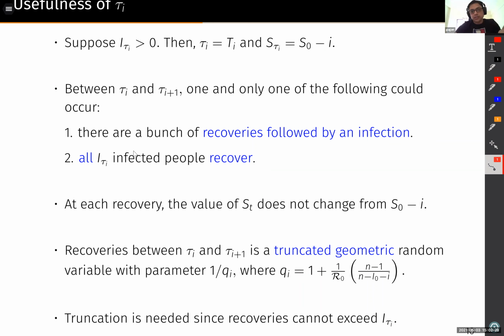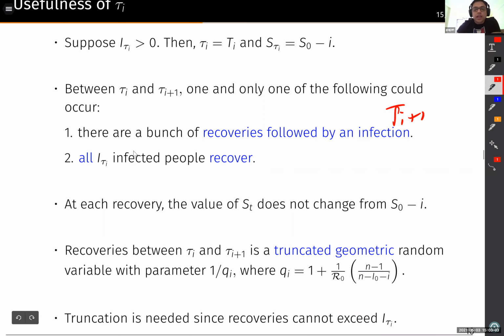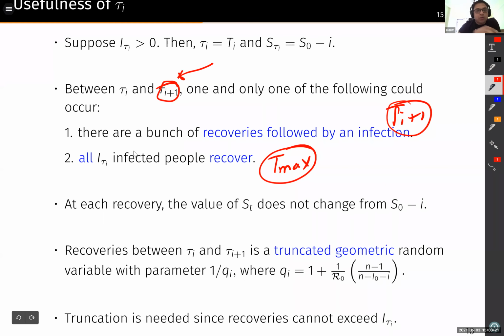In that sense, this stopping time would have occurred. The stopping criterion for tau I plus one would have occurred, and consequently our observation window would have ended. Alternatively, what can happen is that between tau I and tau I plus one, all the I of tau I infected people recover. So these are the two possibilities. Either there is a bunch of recoveries followed by an infection, which means the criterion for tau I plus one was satisfied, or all the I of tau I infected people recover, which means the criterion for T max is satisfied. And since tau I plus one is the minimum of these two, the criterion for tau I plus one is also satisfied. So it's easy to see that between tau I and tau I plus one, one and only one of the two things can occur.